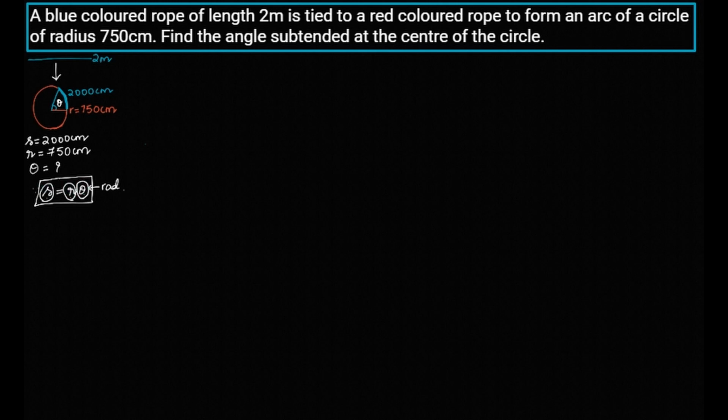So let us rearrange this equation as theta is equal to S divided by r, which is equal to 2000 centimeters divided by 750 centimeters. 0 and 0 cancel out. 5 into 15 is 75. 5 into 40 is 200. 5 into 3 is 15. 5 into 8 is 40. So we get 8 by 3 radians. Therefore, the angle subtended at the center of the circle is equal to 8 by 3 radians.